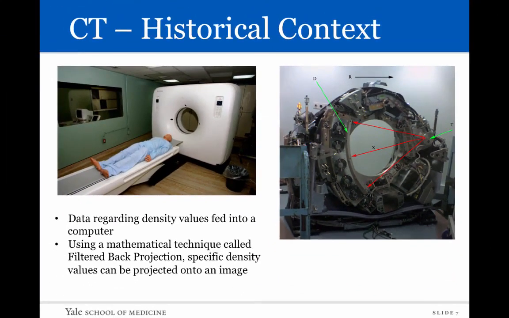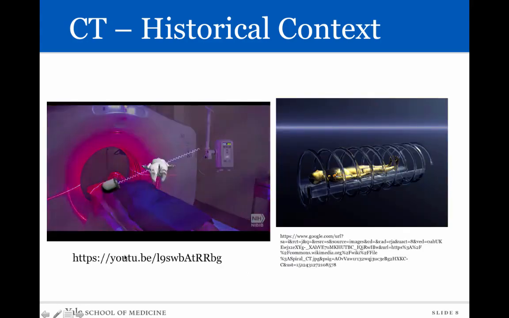And utilizing a mathematical technique called filtered back projection, you can post-process this and assign specific density values with different shades of gray going from black to white. And those shades of gray can then be projected onto a computer screen and make up the image of that particular slice. And so this is what it kind of looks like in practice.